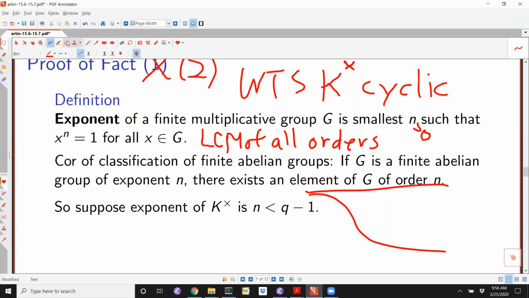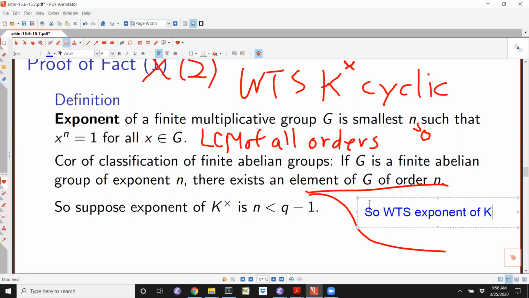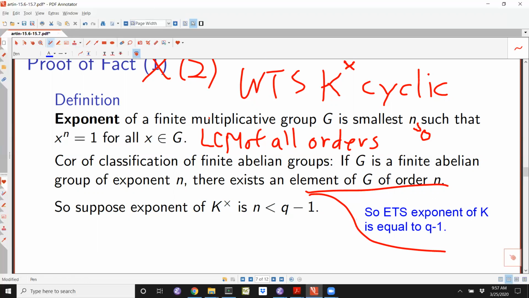So the point of all that is that we want to show that the exponent of K multiplicative is equal to q minus 1. It's enough to show that the exponent of K multiplicative is equal to q minus 1.